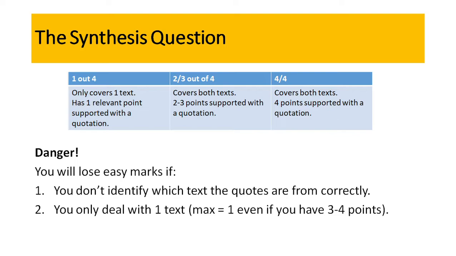It does not have to be equal amounts. You can have 3 points from one text and 1 point from another text, but you must have at least 1 from each text. So let's assume you have at least 1 from each text. Then you're into the second category where you can be getting 2 or 3 out of 4. The only difference between 2 or 3 out of 4 or 4 out of 4 is your range of points. So as long as you've got 4 points, you can have 4 marks. If you've got 2 points, you can have 2 marks. If you've got 3 points, you can have 3 marks.